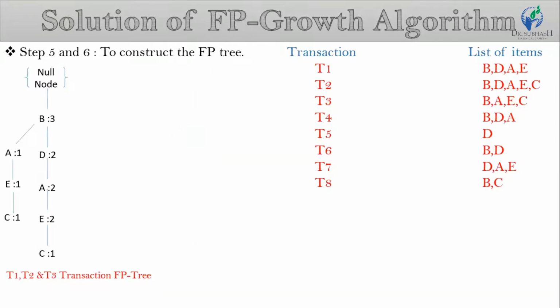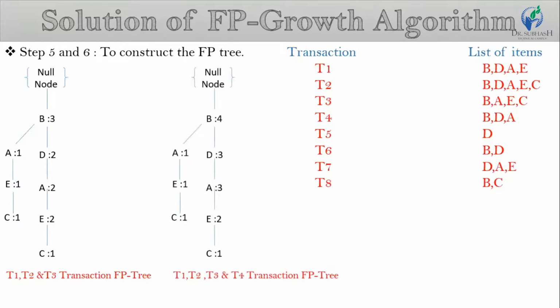Now we see our fourth row, or fourth transaction, which includes items B, D and A. Now we can just rename the frequency of occurrence in the existing branch. So B occurs 4 times, D occurs 3 times, E occurs 3 times, because this pattern is similar to transaction 1, or transaction 2.